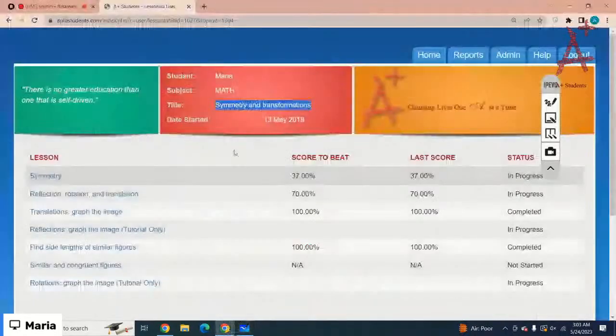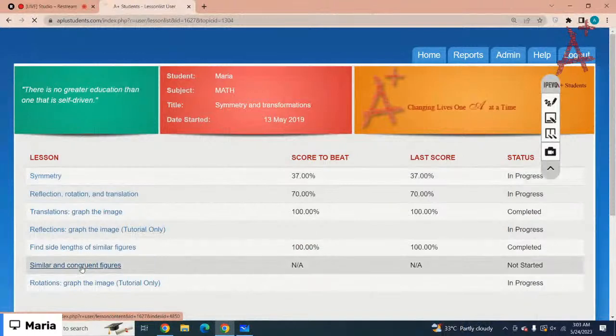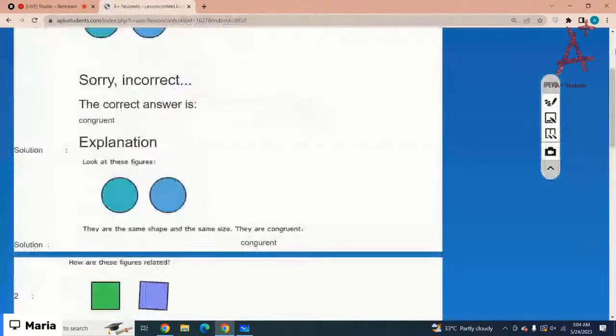So here we are on grade 6 maths. The chapter we're working on is symmetry and transformations. Let's just start with the lesson, that is similar and congruent figures. Okay, let's just start with the first lesson.